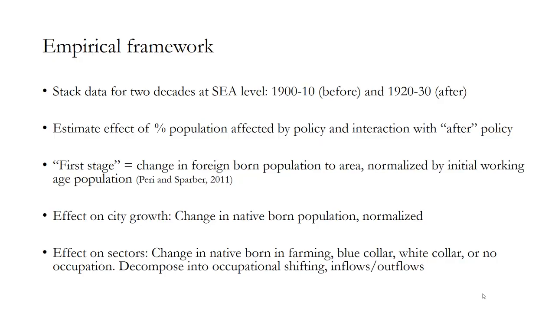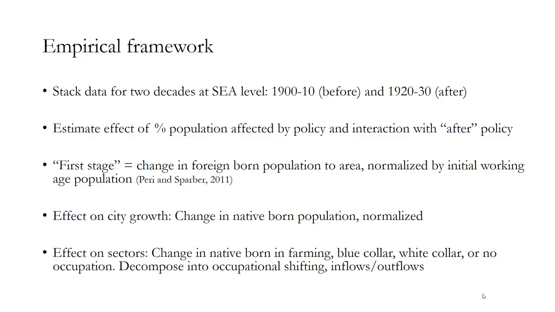Our main right-hand side variable of interest is going to be the share of the population affected by the policy, and then an interaction between that share and being after the policy is in place. So it's a standard continuous diff-in-diff, where we have a measure of policy exposure, and then we have a measure of being after the policy nationwide, and then the interaction between the two. Our first stage, as you might want to think about it, is just: was the policy binding? Did these locations receive fewer migrant inflows from abroad?